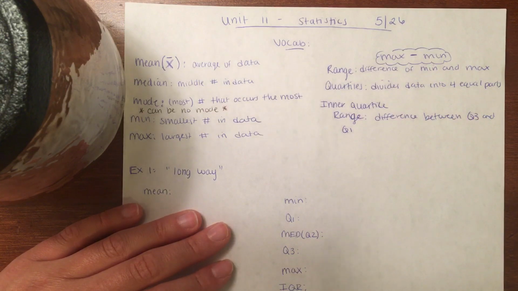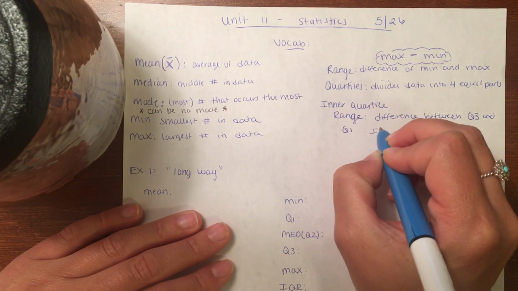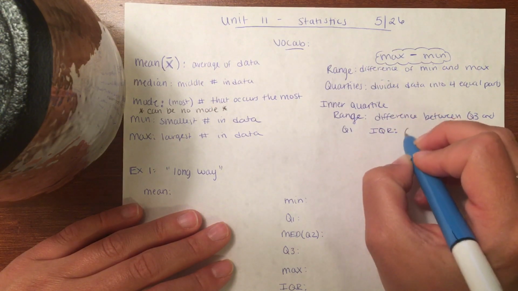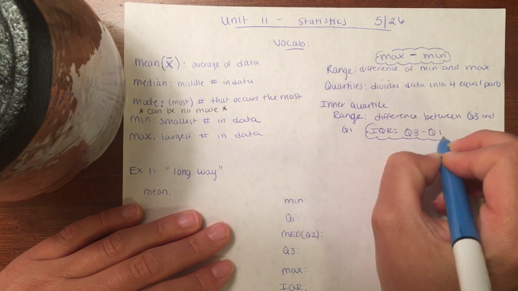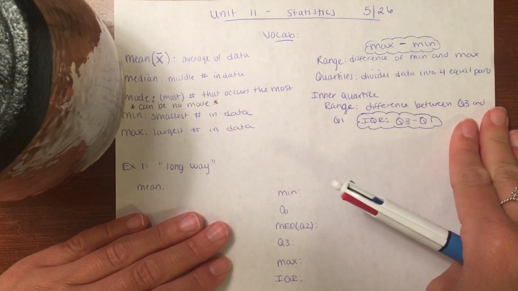So the interquartile range, we also call it the IQR. You're going to see that a lot. And it's your Q3 minus your Q1. That's the formula. We'll box that in here, bubble it in. Okay, so there's your review of the vocab.